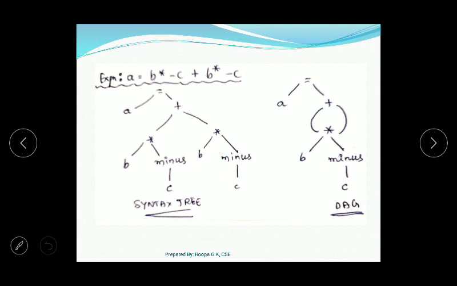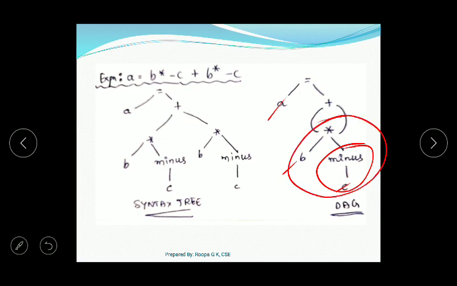DAG: only one occurrence of A and one occurrence of B we have, one occurrence of C. Minus of C is completed, B star minus C is over. Then for plus, the two operands are star only, so I put a curved line like this. Then finally assignment, A is equal to this one. This is the DAG.